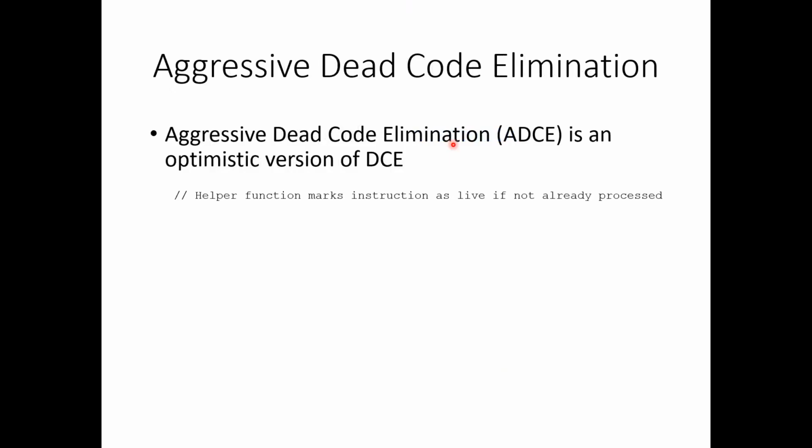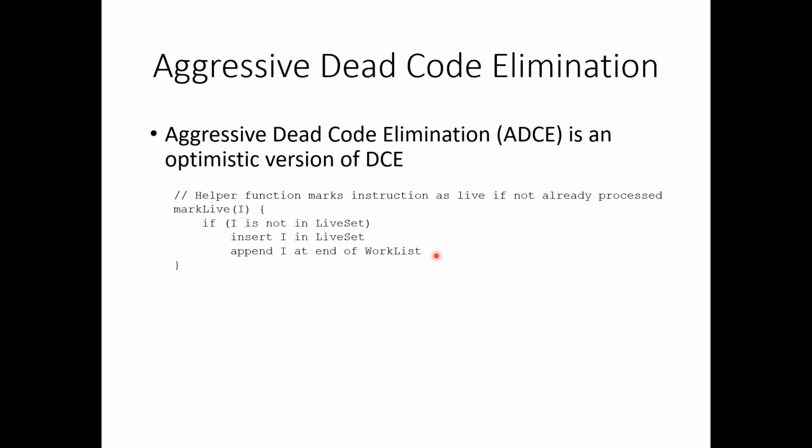First, we're going to have a helper function called markLive. MarkLive basically marks an instruction as being alive. What we're going to do is have a live set, a work list that contains a set of all the live instructions. And every time we mark an instruction as alive, if it's not already in this live set, we're going to insert it into the live set. And we're also going to insert it into the work list so that we can process it later on.